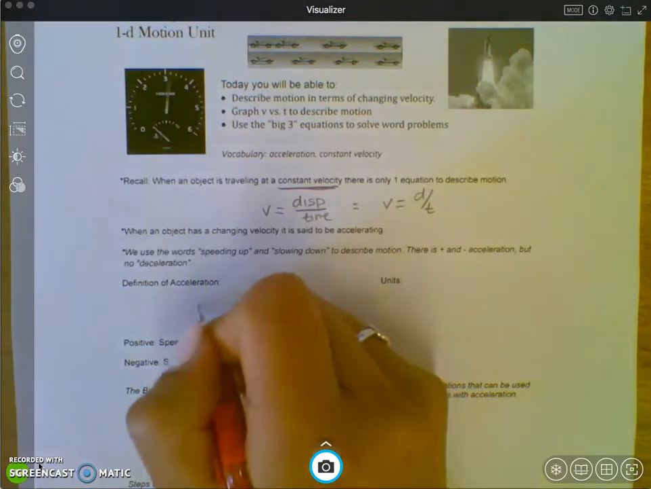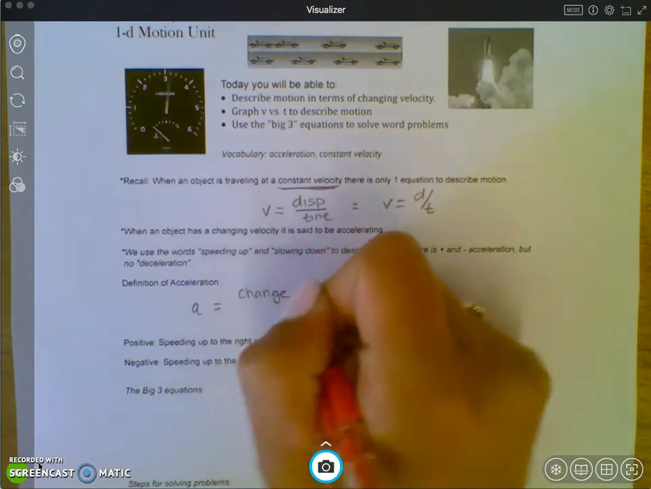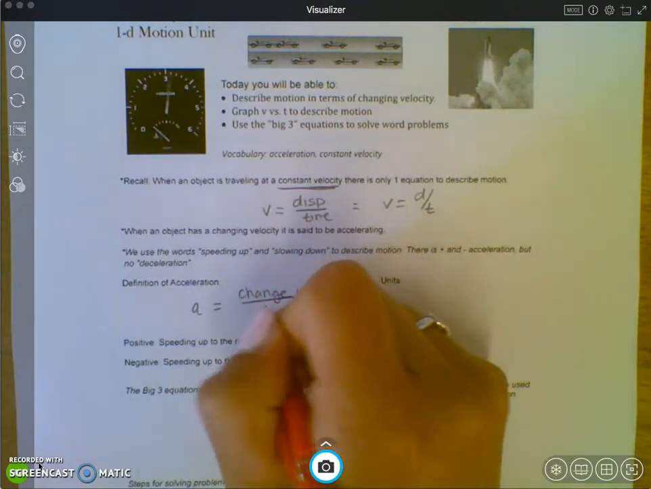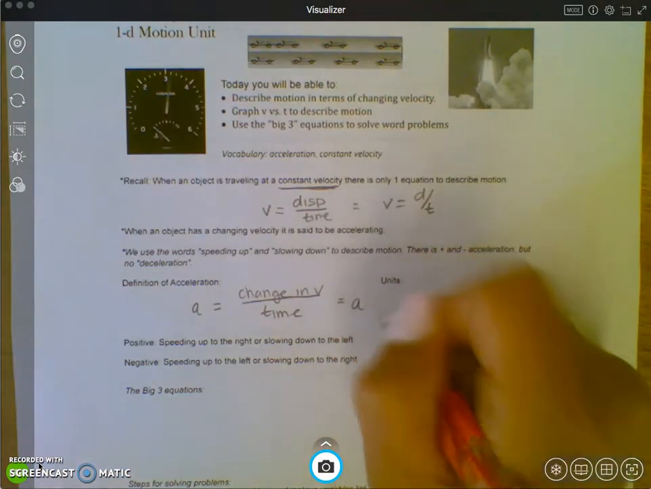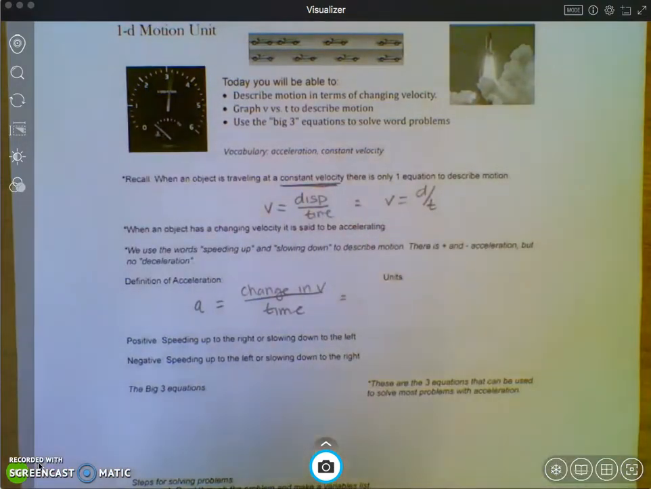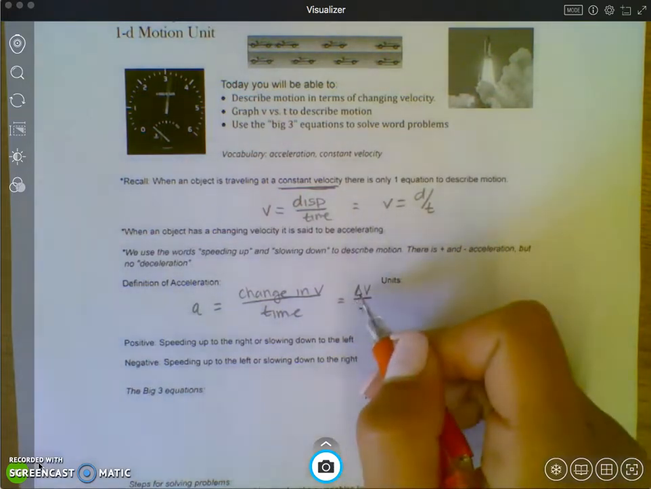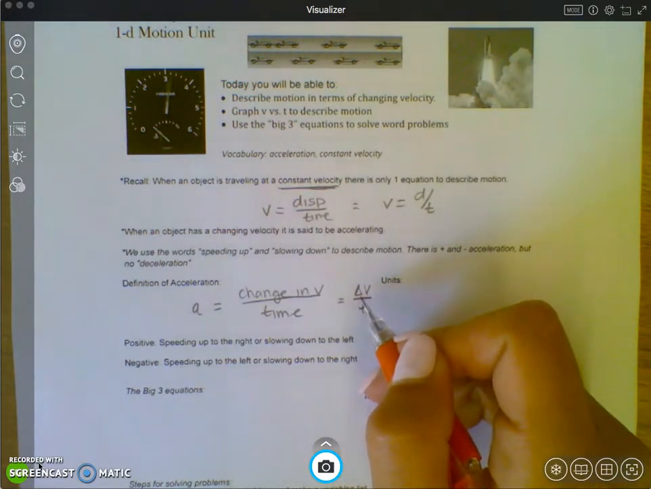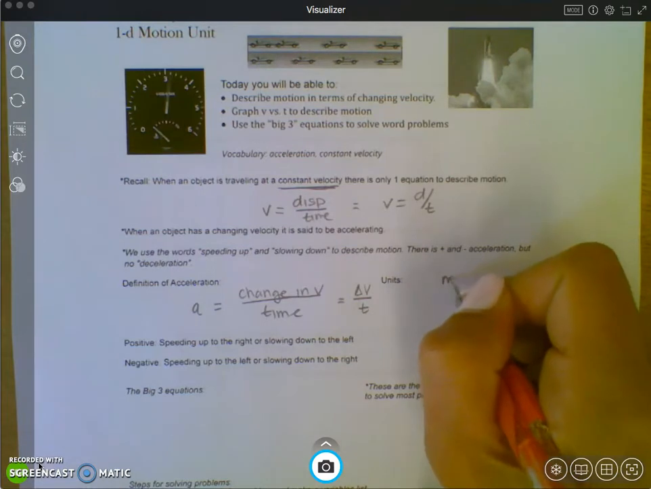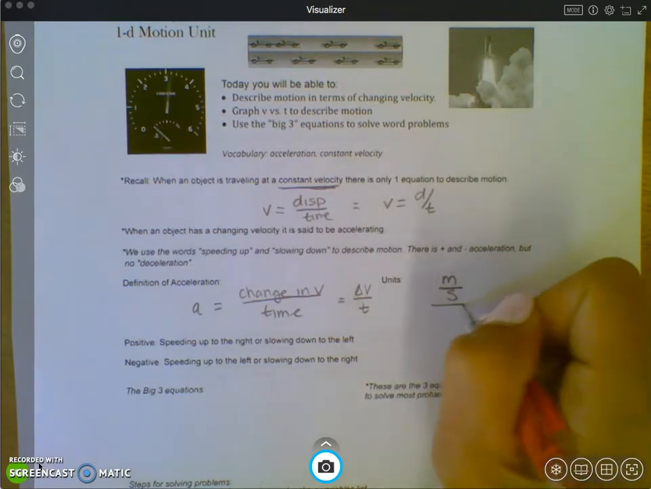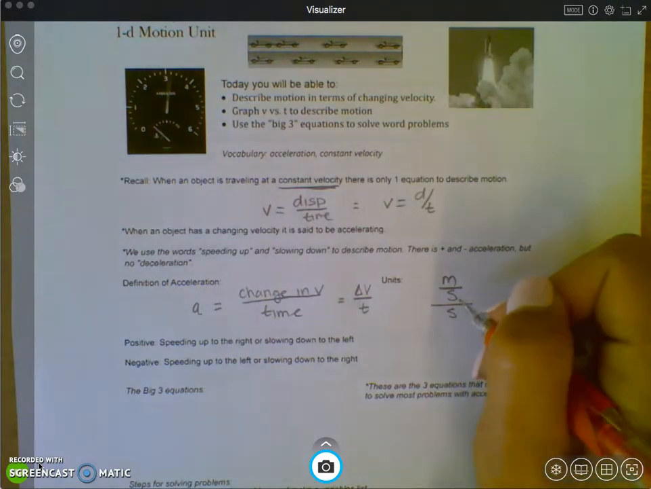So the definition of acceleration, we use little a, and it is the change in velocity over some time period, okay? We can also just write that as delta v over t. Delta means change in, if you remember from math. Delta v over t. And our units, if you think about this, velocity units were meters per second, over the units for time, which are seconds. So we get meters per second. Okay, and that's really important.